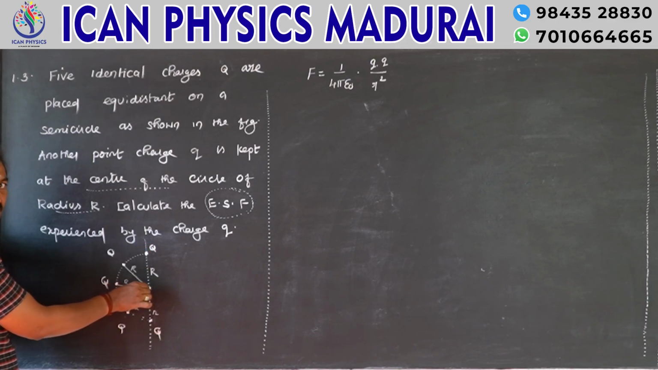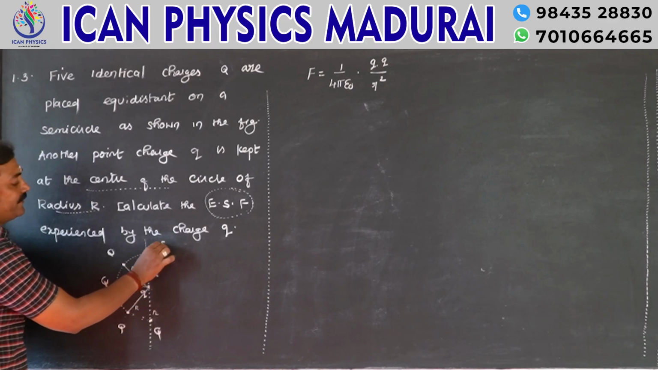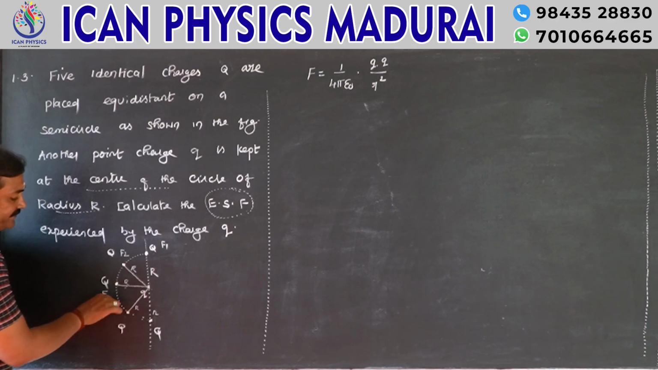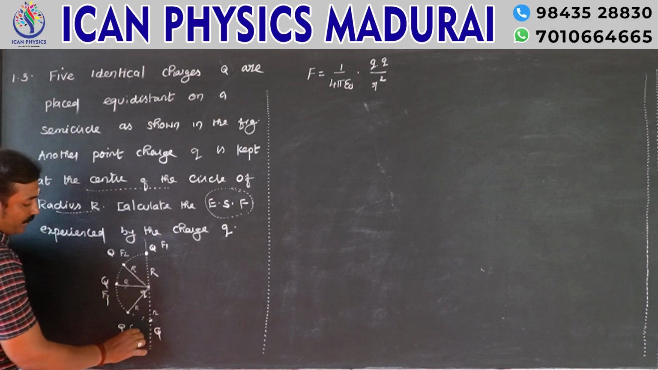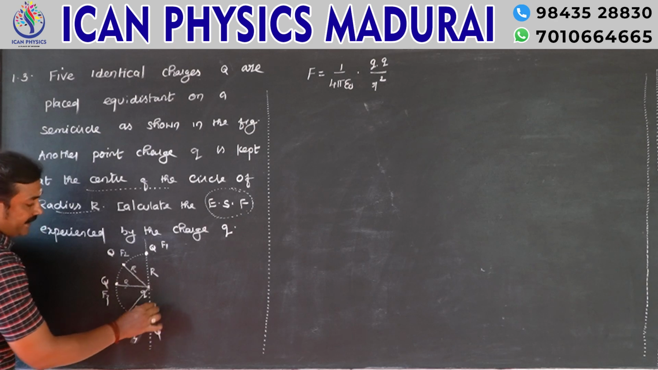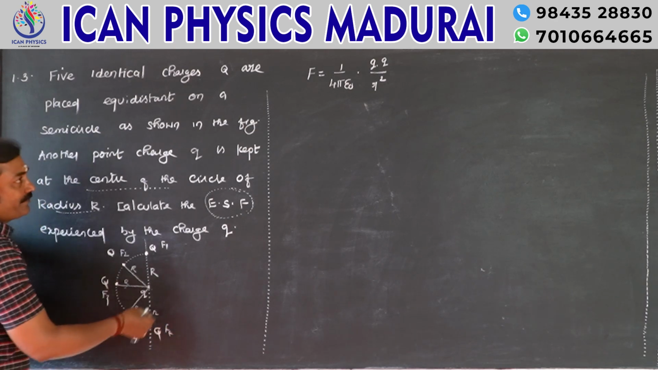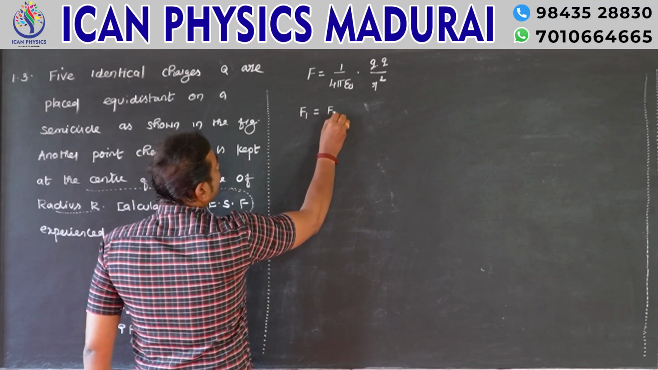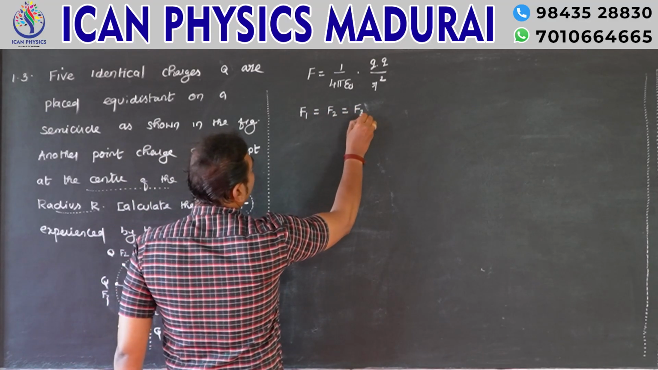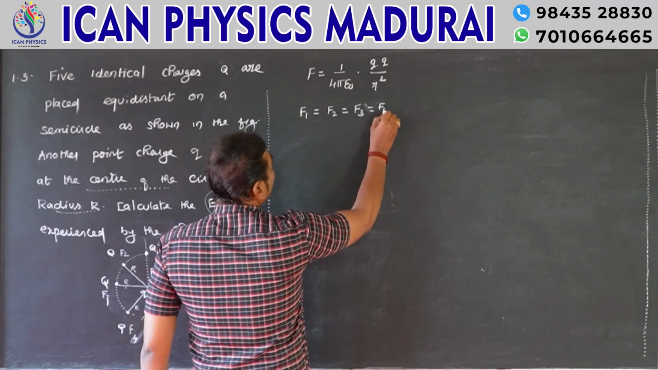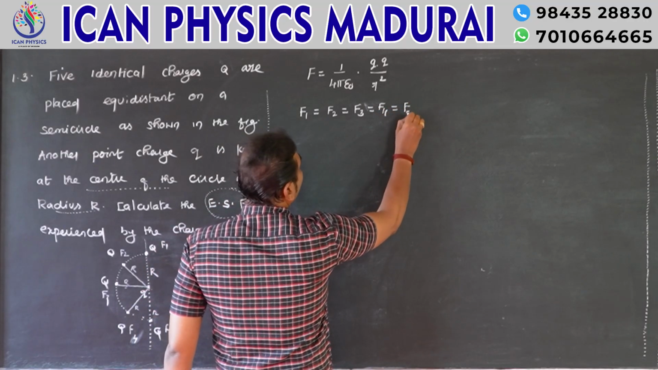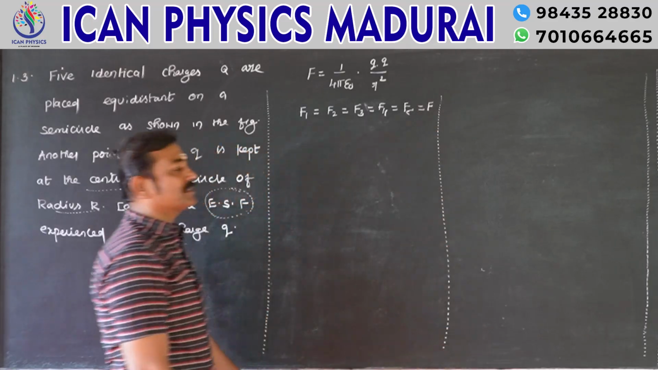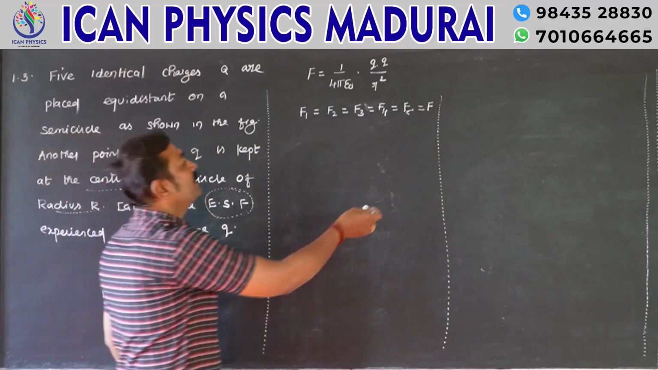The force on the charge at the center is taken as F1. Now it can be taken as F2, then F3, F4, and F5. So from that we can say F1 equal to F2 equal to F3 equal to F4 equal to F5 equal to F. Why? Because all the forces are equal. So it is commonly said capital F.